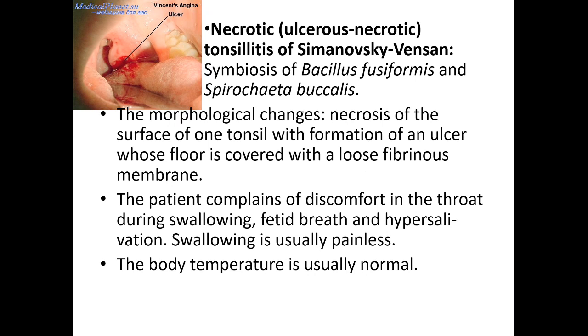Ulcerous necrotic tonsillitis of Simanovsky-Vincent. Symbiosis of Bacillus fusiformis and Spirochaeta buccalis. The morphological changes: necrosis of the surface of one tonsil with formation of an ulcer, whose floor is covered with a loose fibrinous membrane. The patient complains of discomfort in the throat during swallowing, fetid breath, and hypersalivation. Swallowing is usually painless. The body temperature is usually normal.